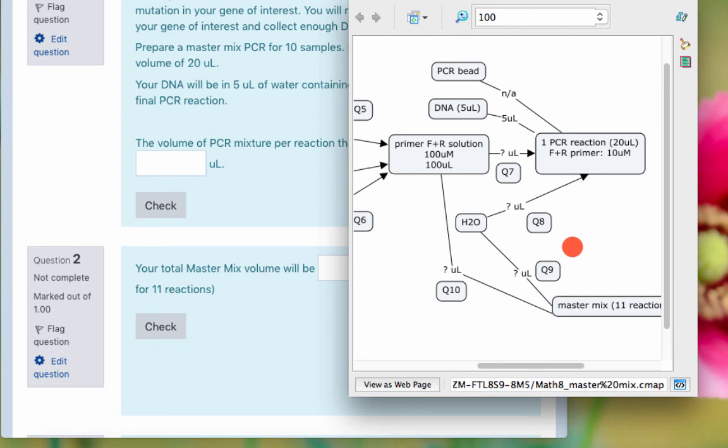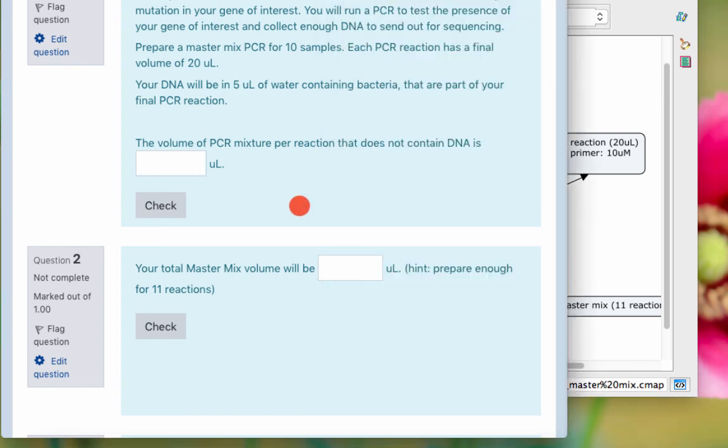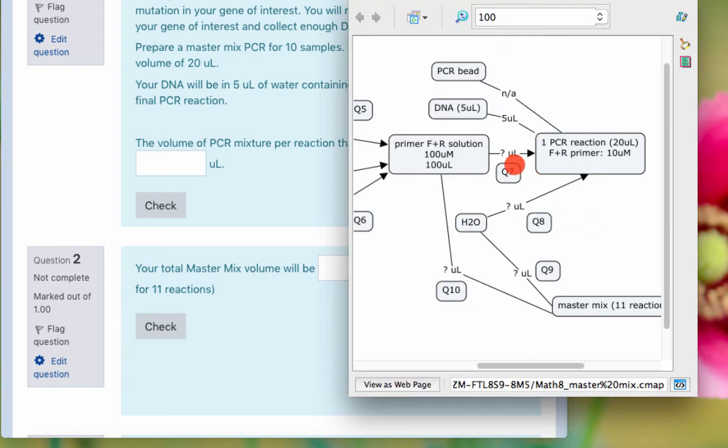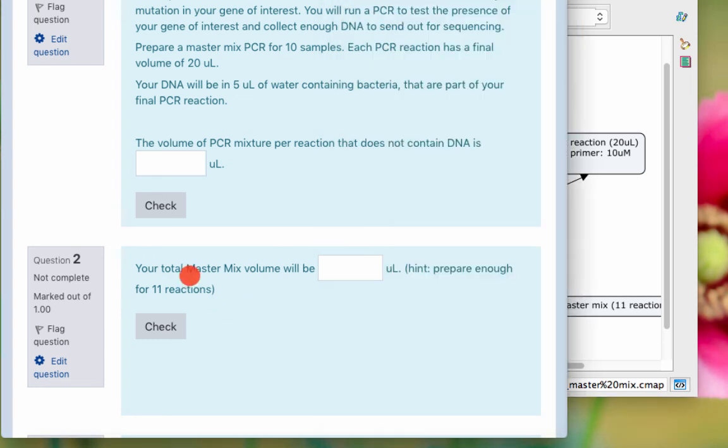You will probably remember that we haven't solved Q1 and Q2 yet. Coming back to this, the volume of PCR mixture per reaction that does not contain DNA. That's basically asking the amount of master mix per reaction. So here it's this number plus this number. That's for Q1. Question number 2, your total master mix volume should be, hint, enough for 11 reactions. So this is basically this number in Q1 multiplied by 11.